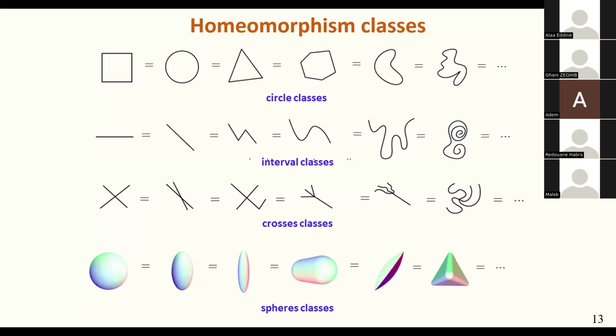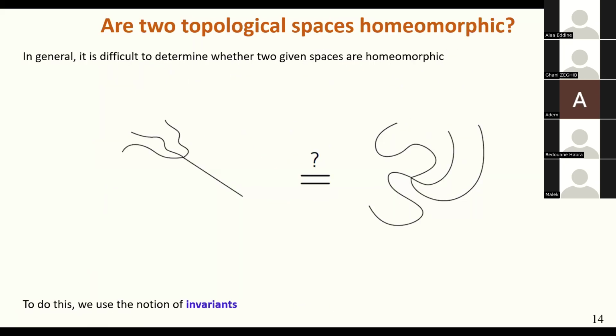Now, in this case, we can easily see that these shapes are homeomorphic. A square could be deformed into a circle, which could be deformed into a triangle. An interval could be rotated, translated, or deformed. It is easy to see that those spaces are homeomorphic. But if we take these two shapes, it is not very easy to say whether these spaces are homeomorphic. And this is why we have to use the notion of invariants.